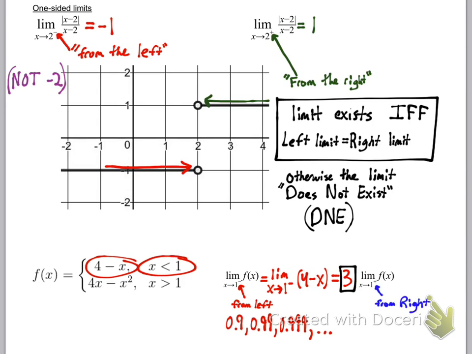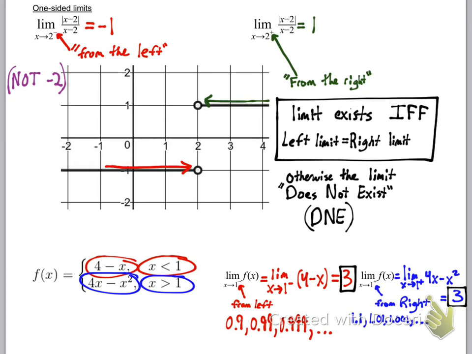How about from the right? Well, the limit of f of x as x approaches 1 from the right, those values look like 1.1, 1.01, or 1.001. Notice how those are getting closer and closer to 1 from the right. So that's going to be x is greater than 1. And here, we're going to use 4x minus x squared as our function. So let's plug that in. The limit as x approaches 1 from the right, well, there are no problem values there, so we can plug in 1 here. And we get 3.